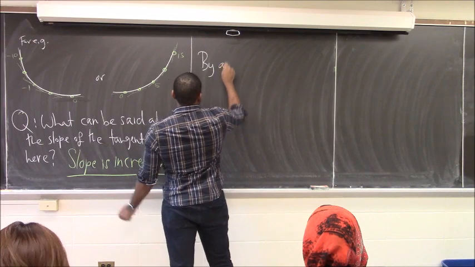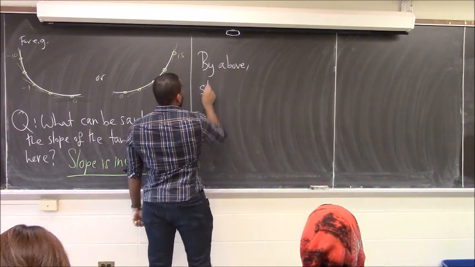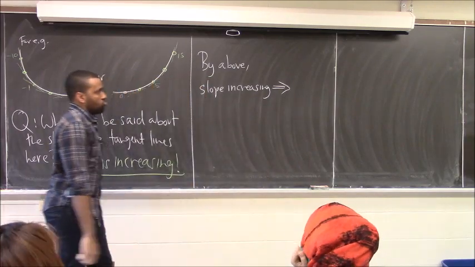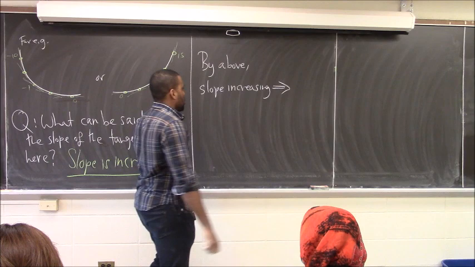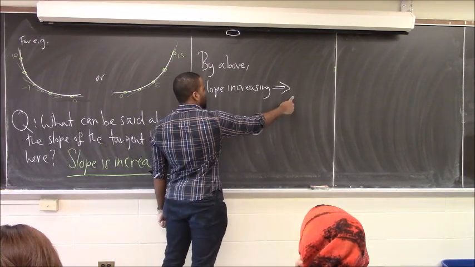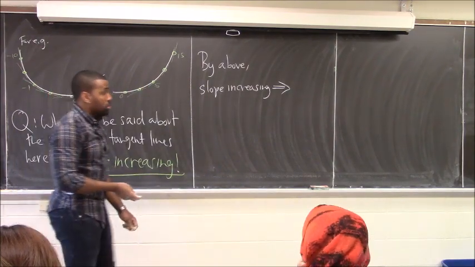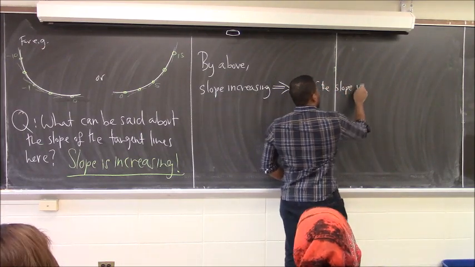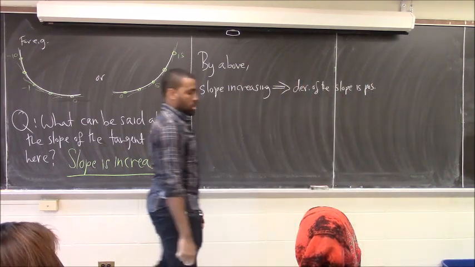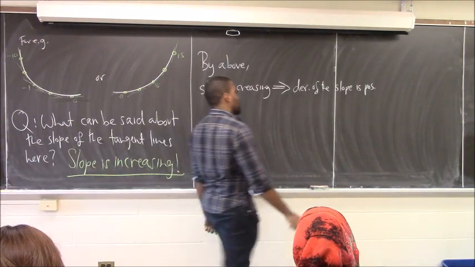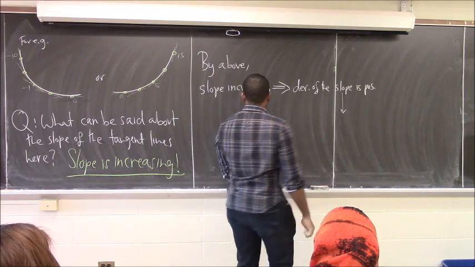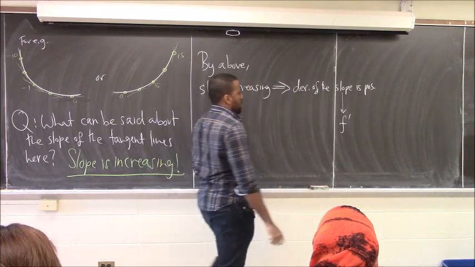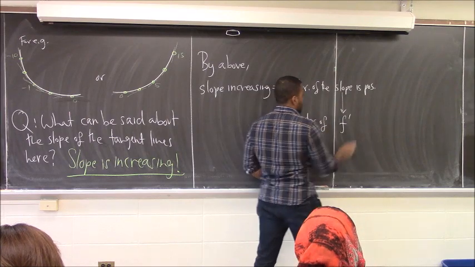Now, by what we were talking about earlier, slope increasing would imply what? Well, if there's a function that is increasing, what do we know about the function? Its derivative is positive. In other words, saying the slope is increasing is saying that the derivative of the slope is positive. But we now know slope is itself a synonym for derivative. So if my original function was f, the slope can be described as f prime. And what I'm saying here is the derivative of f prime is positive.